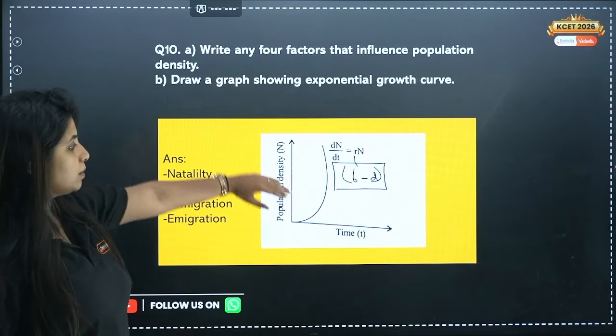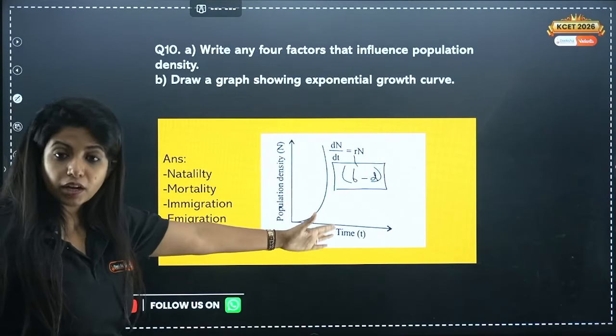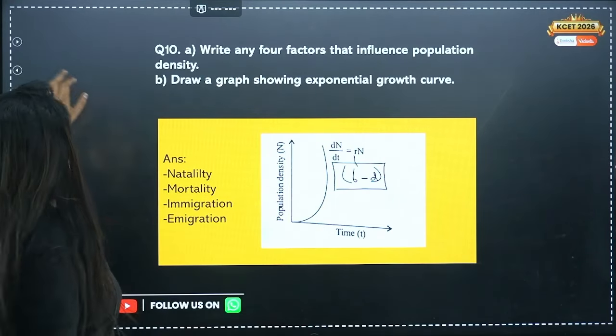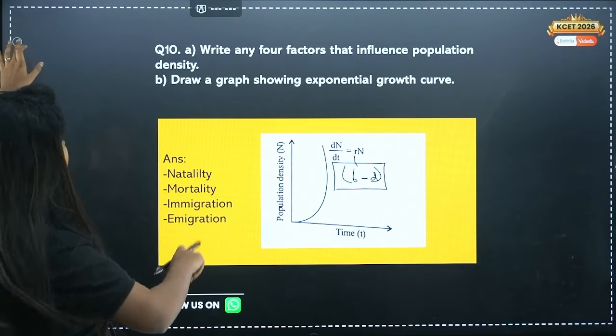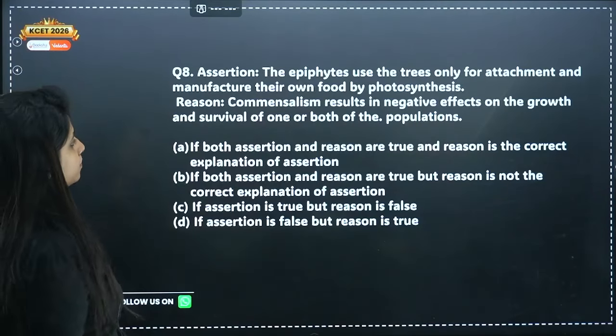So this is population density by time, and this is the exponential growth curve. It is a J-shaped curve. In logistic growth, you get an S-shaped curve. That is why logistic is S.